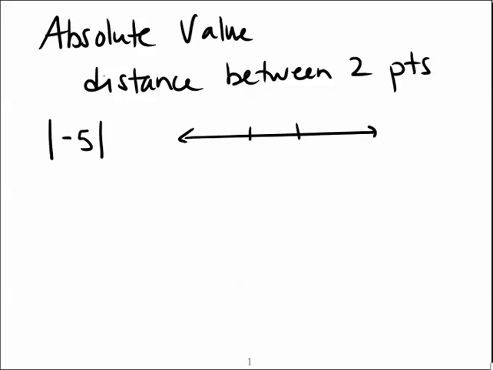We're going to discuss absolute value, which is just the distance between 2 points. In the past, you probably just talked about it in terms of one number being inside the absolute value. An example of that would be the absolute value of -5, and your definition probably would have been how far is -5 from 0.